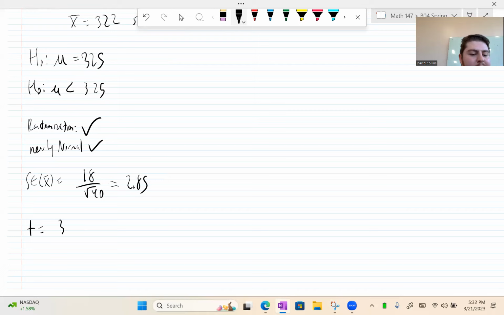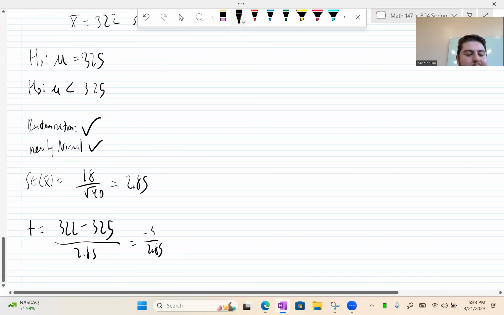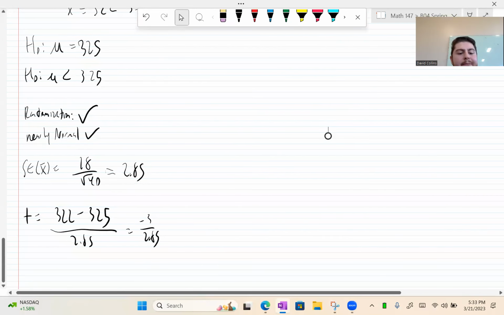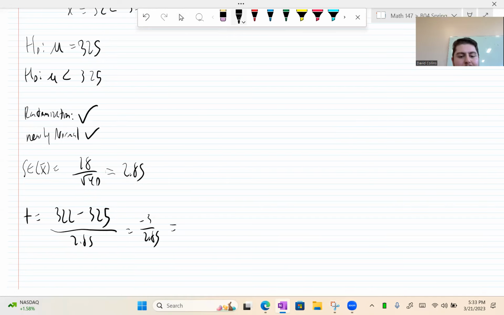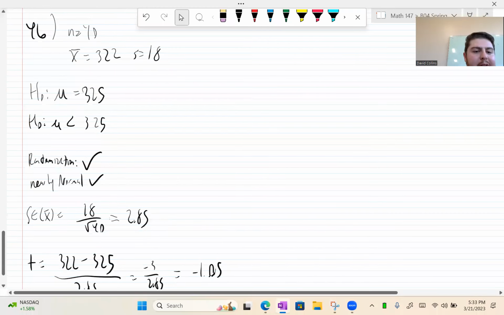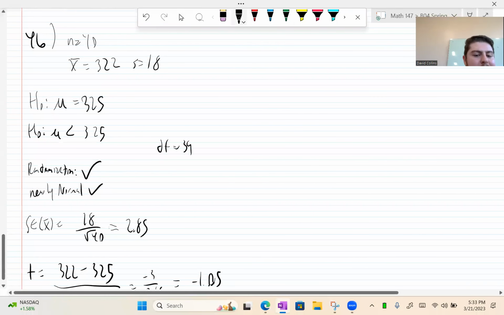Okay. Then you want your t-score. So it is your sample mean of 322 minus your mu naught over 2.85. So this is -3 over 2.85. If it is a negative number, since it's symmetrical, you can just assume it's a positive number. What's this t-score? Someone plug that in for me. Okay. So on the table, we'll look for positive. And one thing I forgot to do, degrees of freedom is 39. Just n-1.